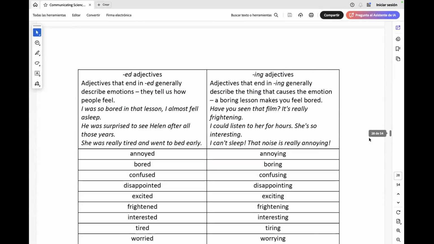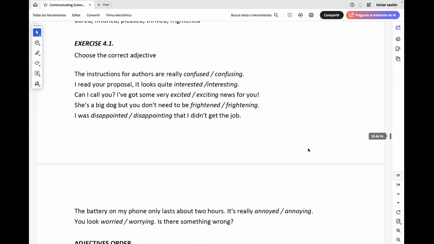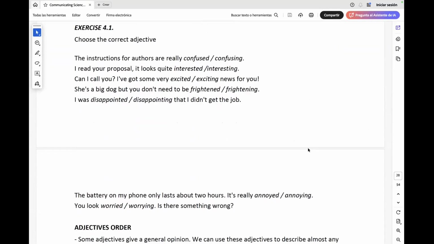There we go. Here. Do you see my screen, 4.1? Yes, we can see. So I propose you read this. We can do it one by one. If you don't mind, I can mention you and you read the sentence and you choose the correct adjective, if that's okay with you. So Noelia, can you start with the instructions?